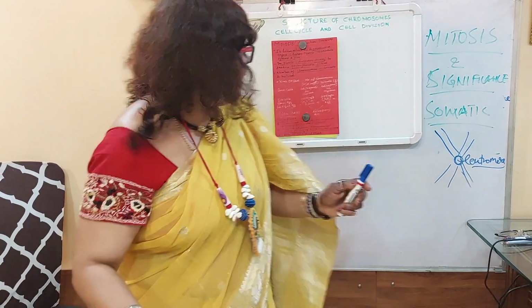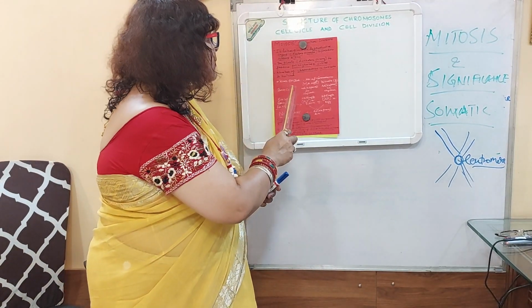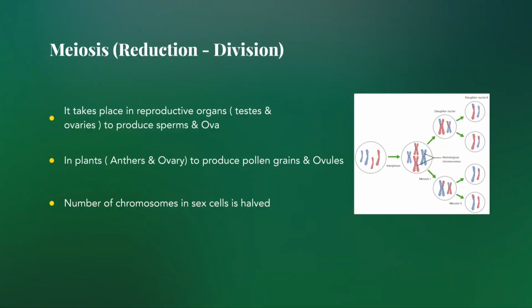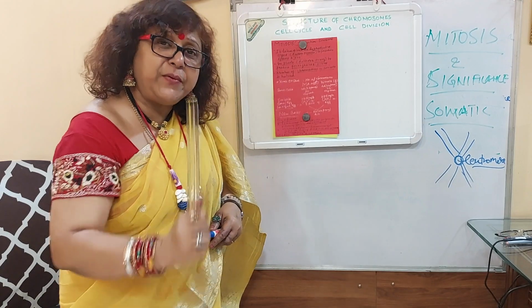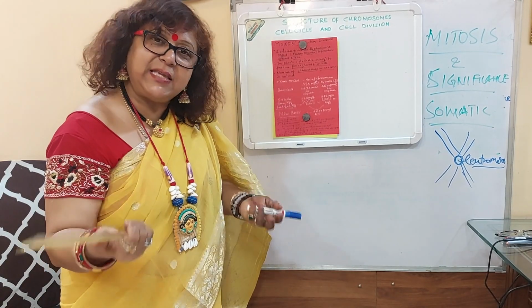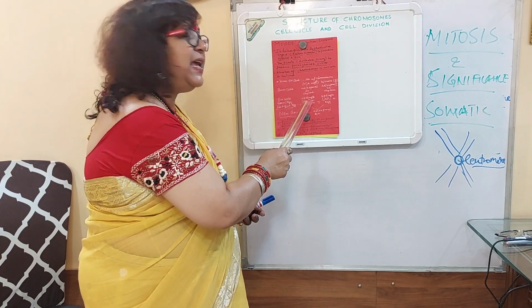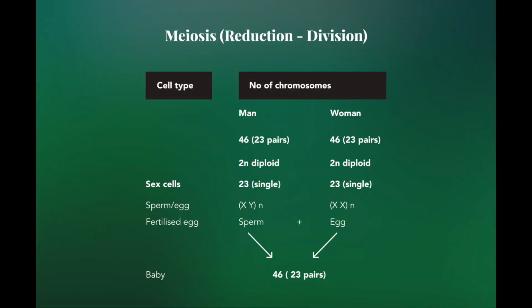Related to this, one diagram is given in your book where they have shown the cells of a man and a woman. Body cells have 46 chromosomes in total, which is 23 pairs, in man and the same 46 in woman. But what happens for the sex cells? The chromosome number is reduced. The full number is not taken here. That is what is written in your book.